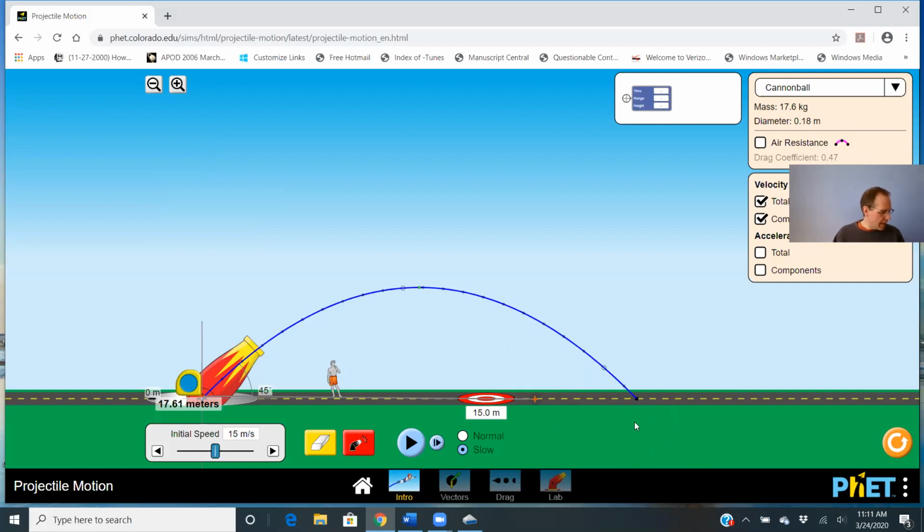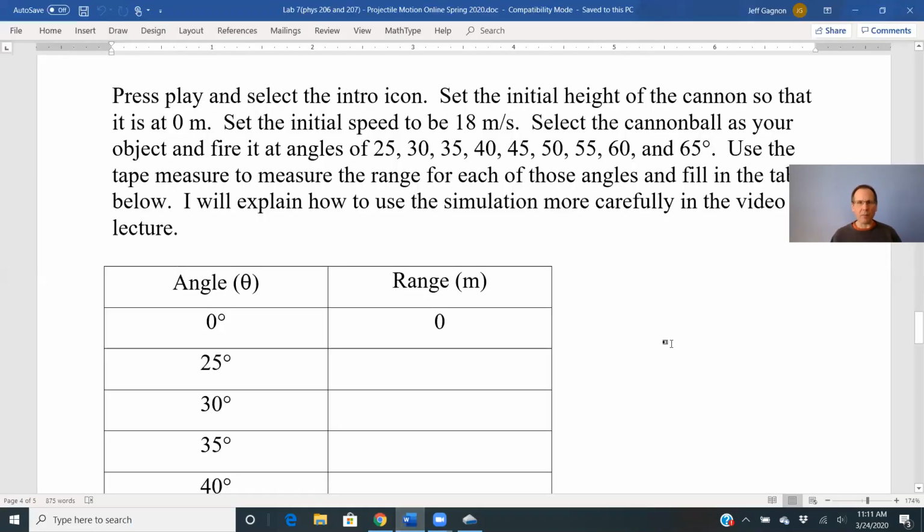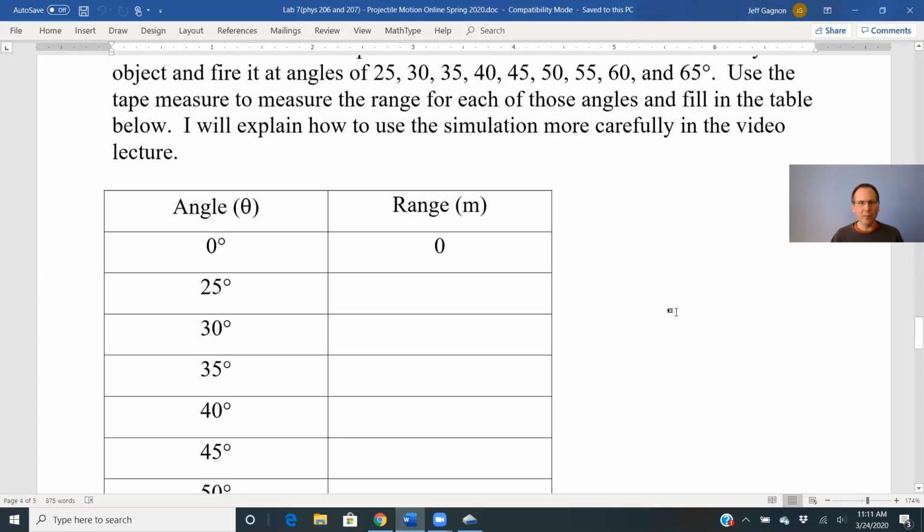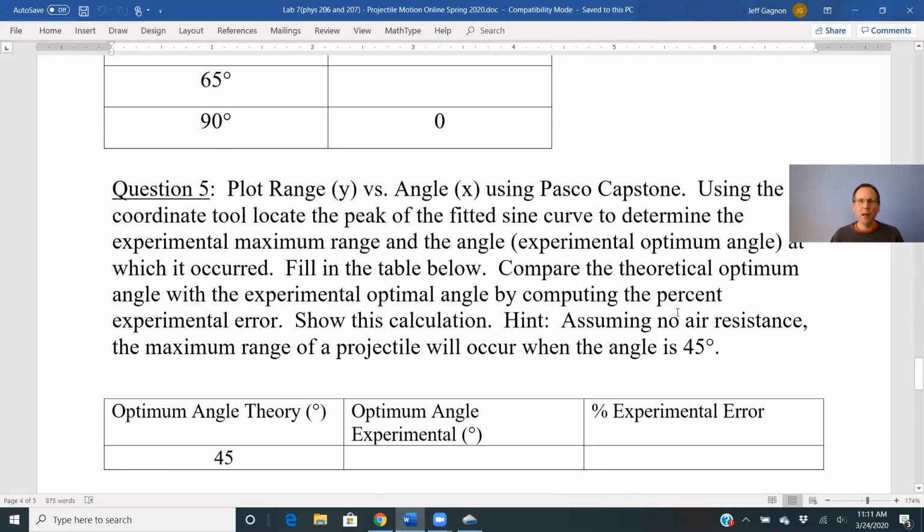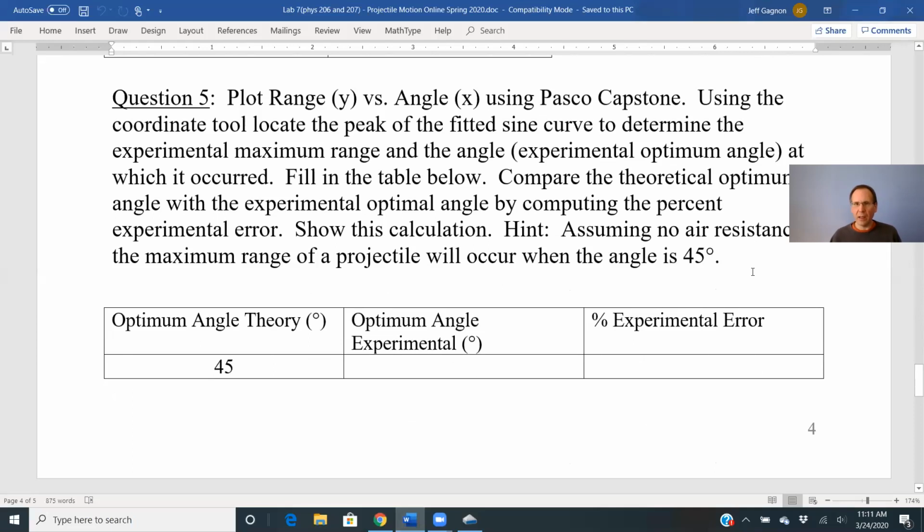Okay, so that's what you need to do for that table. Let me go back to the lab handout for a second here. So again, fill in this table. Do a second plot on Capstone. Again, you're going to plot range in the Y versus angle, which is in the X direction. Remember now, range is in meters because this is in SI units.